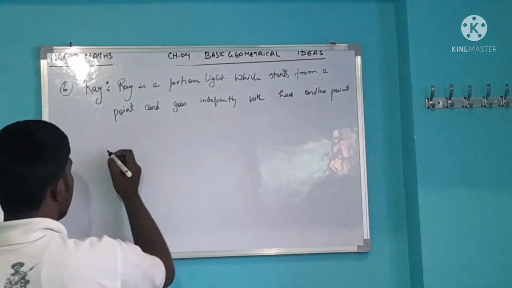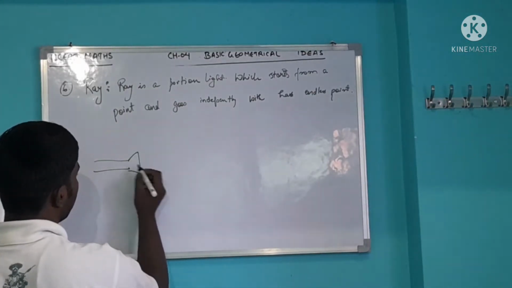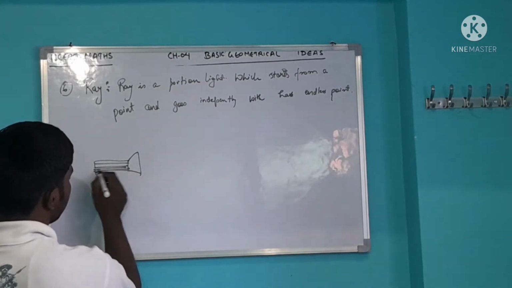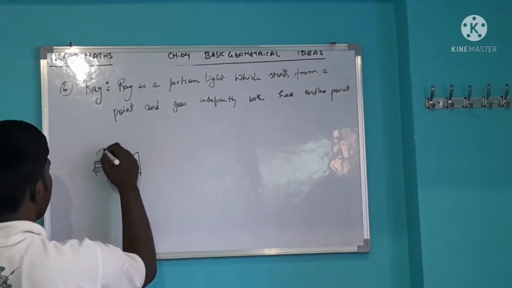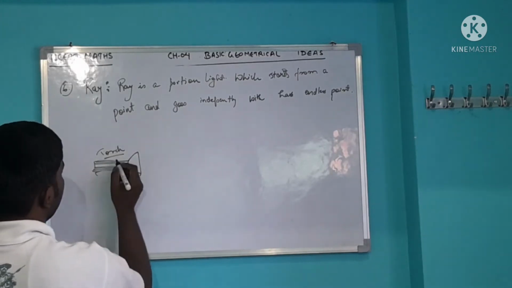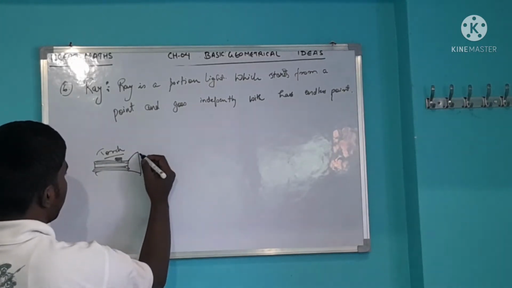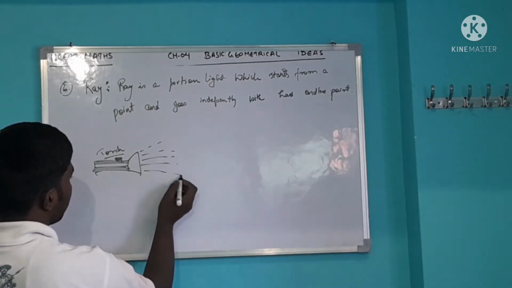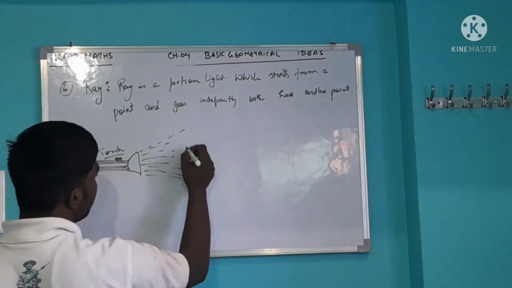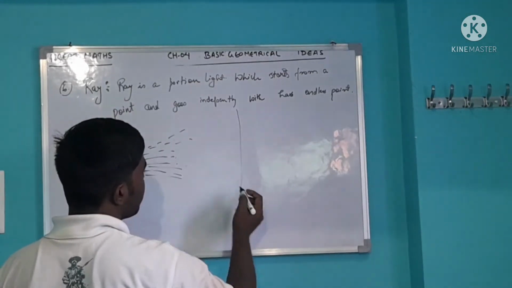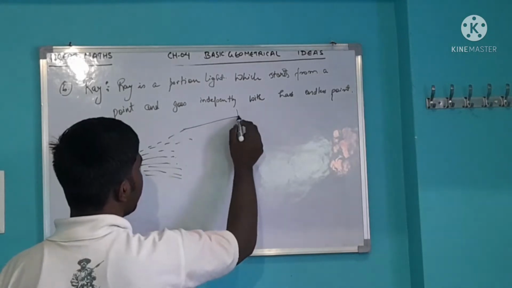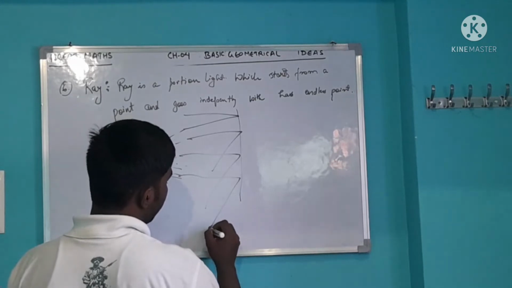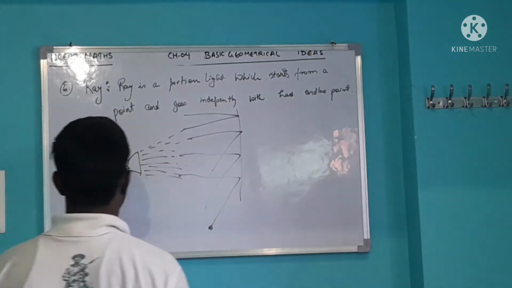Like we have a torch. So this is our torch. When we push a button in it, the rays get out from it and go to infinite. Whenever it gets a wall, it strikes and reflects, strikes, reflects, strikes, reflects, but doesn't end at any point. It has an infinite life.